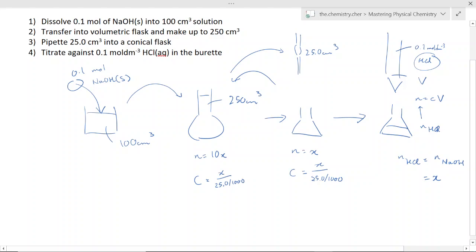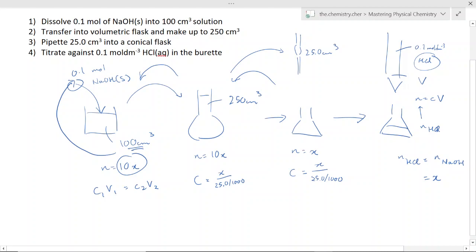When I transfer it back again, now my concentration changes. You can once again use C1V1 equals C2V2 to calculate the more concentrated solution, but your amount still stays the same as 10x, and 10x should be equal to the amount that you have added.